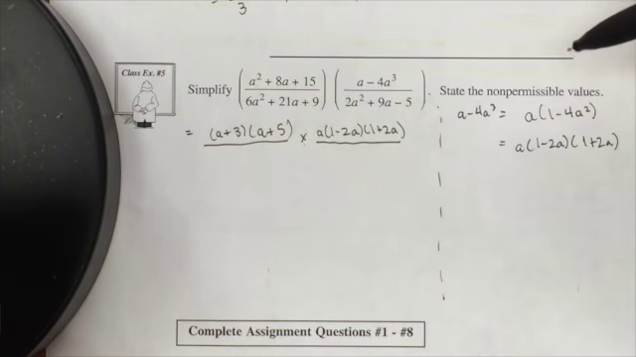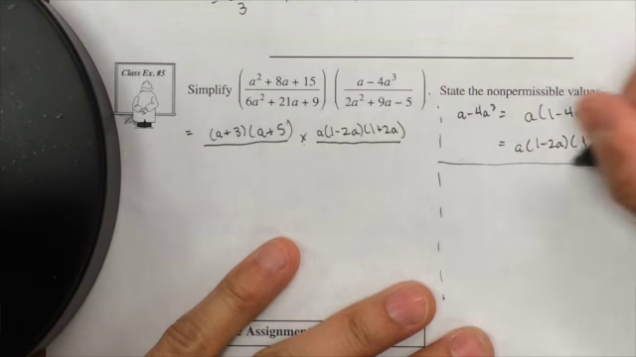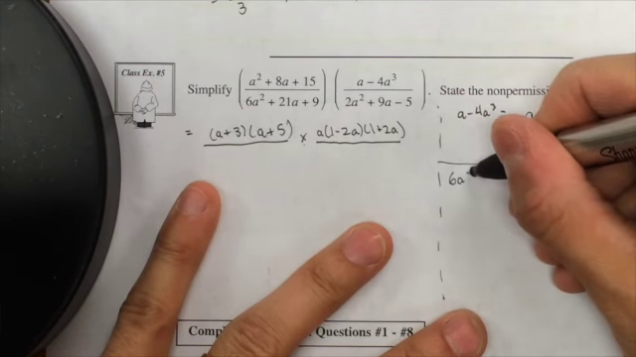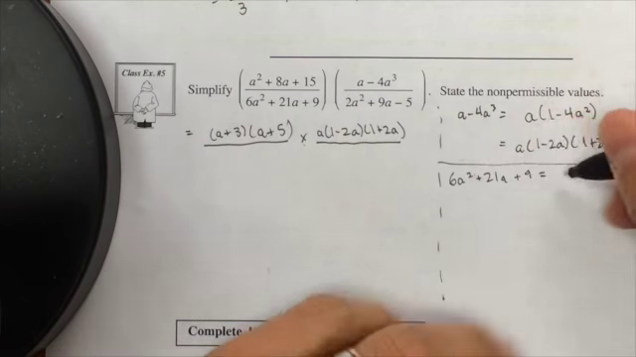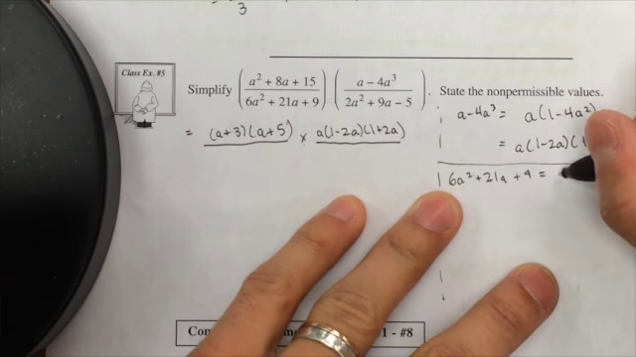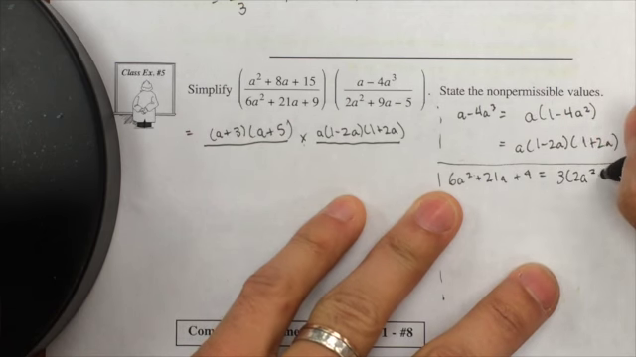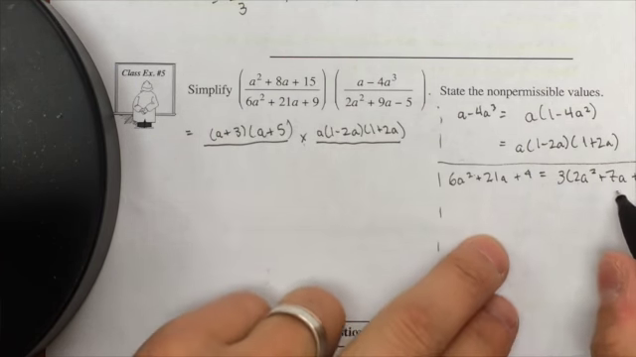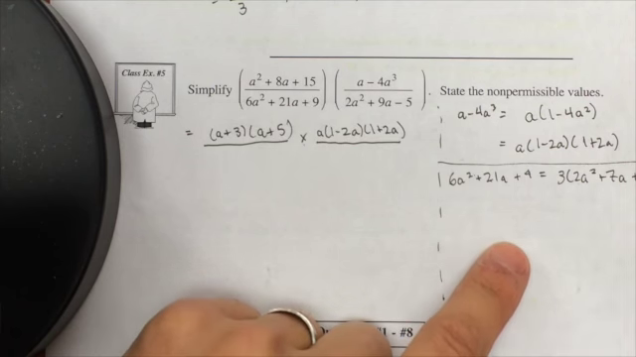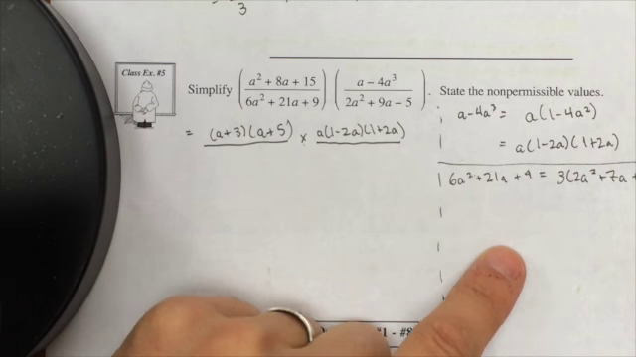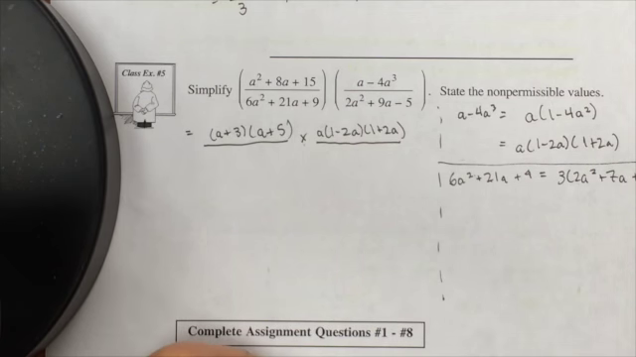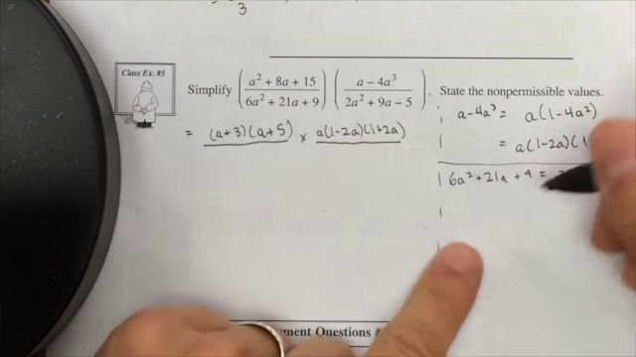Now let's deal with the denominators in both cases. So let's start with 6a squared plus 21a plus 9. I can get rid of the 3 right away out of all three of these terms. So that's going to be 3 times 2a squared plus 7a plus 3. Now from here, I can factor by decomposition. So I need two terms that multiply to give me 6 and have a sum of 7. Alright, so I guess 6 and 1 is going to work in that case.